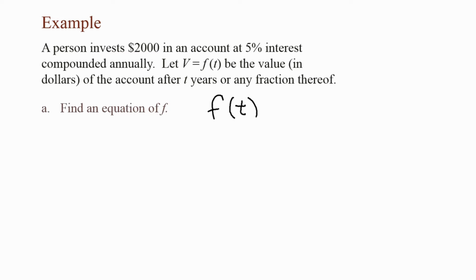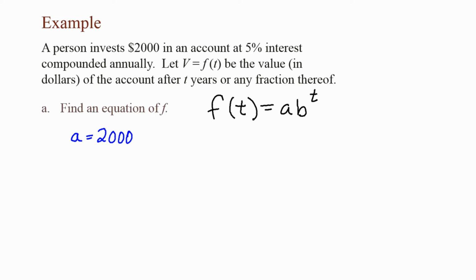F of t is equal to ab to the t power. Since our equation is going to use t years, we need to find a and b. The person invests $2,000. That's the amount that we start with. That would be when time equals 0. That's going to make 2,000 our v-intercept. Since it's our v-intercept, we know that a will equal 2,000 since a represents the intercept.